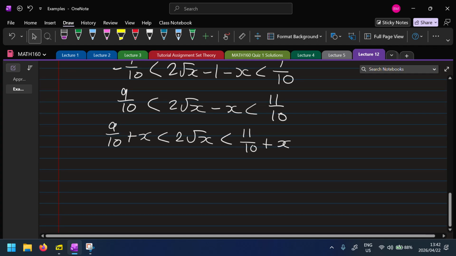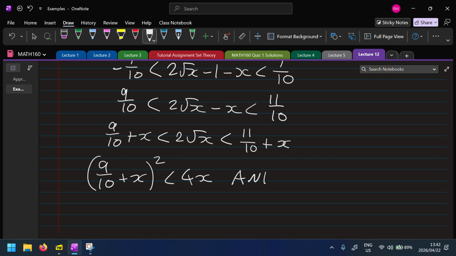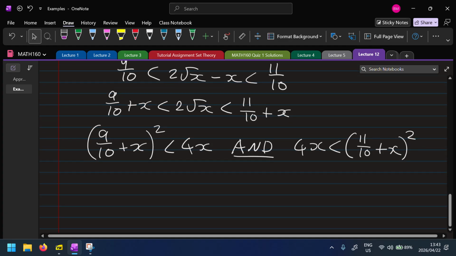So I'm going to just write this as 2 inequalities. Then we can solve by squaring both sides. So on the one side, we're going to get 9 over 10 plus x squared. Again, we want to get rid of that root there, is less than 4x. And on the other side, again, squaring both sides, we're going to get 4x is less than 11 over 10 plus x squared. Once we do the squaring, then it's just a quadratic, right? Quadratic formula, easy enough to solve.